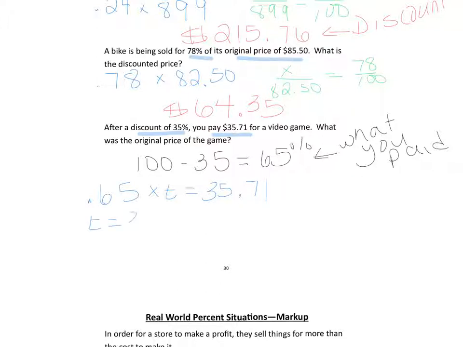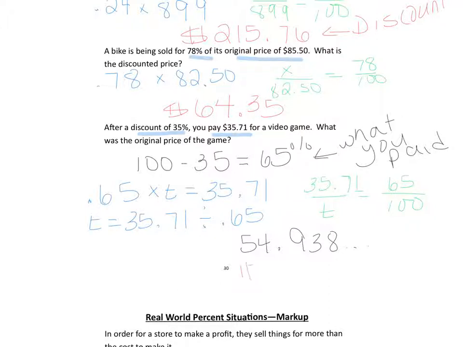So we can divide 35.71 by 0.65. If we were doing a proportion, we're paying 65% of the cost, and 35.71 represents what you paid. It represents the 65%. We don't know the total amount. Either way we go about it, we end up with 54.938 and then a bunch of other numbers, which doesn't make sense when we're talking money, so we have to round and say, what does the 8 make the 3 do? It makes the 3 go up, so we get $54.94 is the cost of the game.